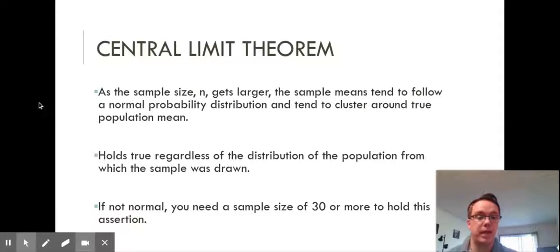One big thing that comes along with the distribution of means is the central limit theorem. This is a biggie, so go ahead and write this down in your notebook. I'm going to pause, and when you're ready, hit play again.